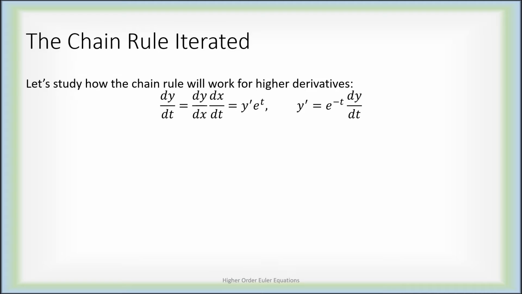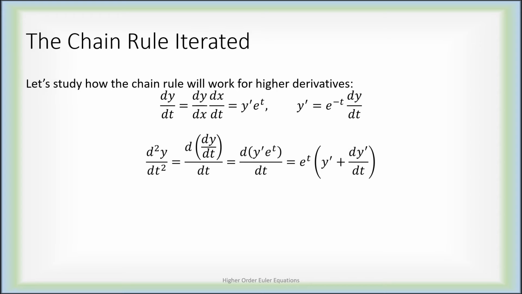If we divide both sides by e to the t, we can solve for y prime equals e to the minus t dy dt. Now, in order to take another derivative against t, we would say that the second derivative of y is d by dt of d by dt of y. Up in this line here, we solved for dy dt as y prime e to the t, so substitute that here. Now we're doing d by dt of this, so we're going to use the product rule.